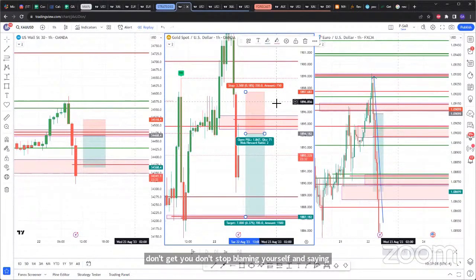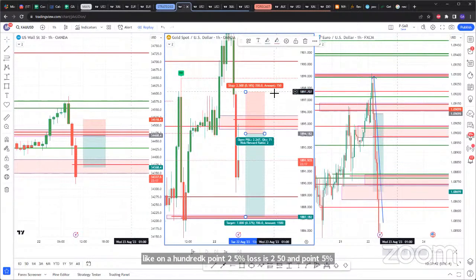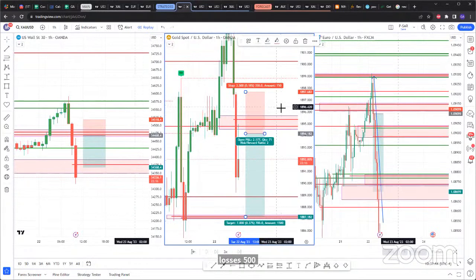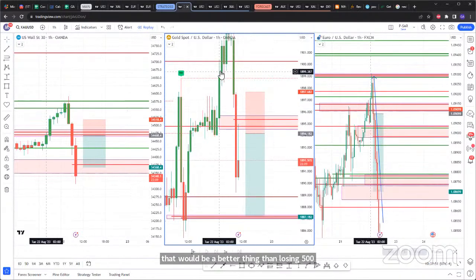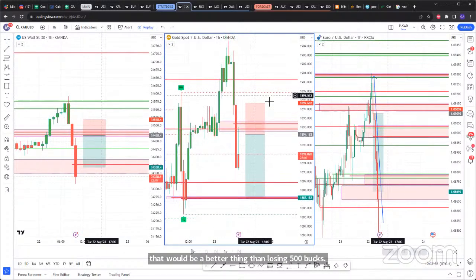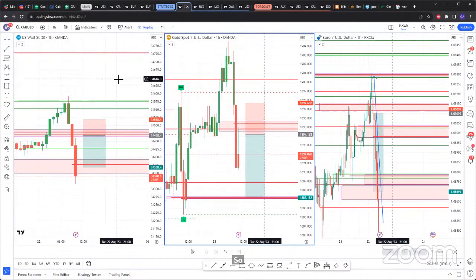So taking a 0.25% loss is better than taking a 0.5% loss, right? On 100K, a 0.25% loss is $250, and a 0.5% loss is $500. I think losing $250 would be better than losing $500. So just think of that. And this is the same for all other time frames.